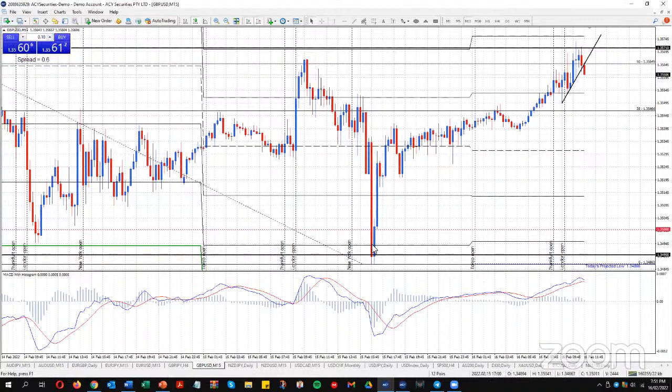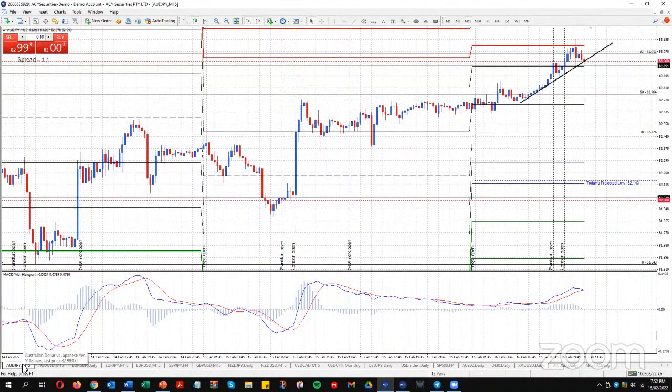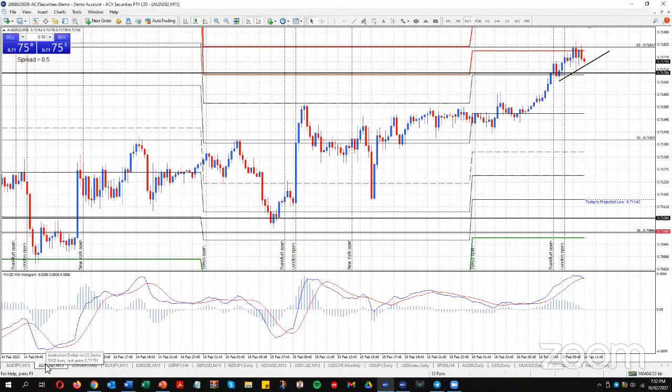All right, so those are the pairs that I'm really focusing on at the moment. Just want to click back through them. As I say, Aussie Yen, I'm looking to see if we can fail 82.96. Seeing some weakness there on the candles, but we're obviously still fractionally above that level. Aussie dollar, looking at 71.70 to 71.81. Just price fail there. That's right where we're at.